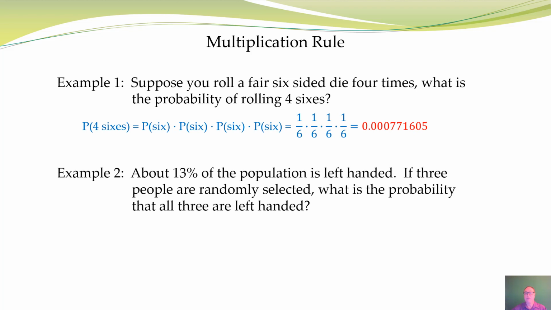Now, example 2. About 13% of the population is left-handed. If 3 people are randomly selected, what is the probability that all 3 are left-handed? Again, we start off probability 3 left. That's going to be the probability the first person's left times the probability the second one's left times the probability the third one's left. Well, each one is 13%, which is 0.13. Multiply it together, and you end up with 0.002197.